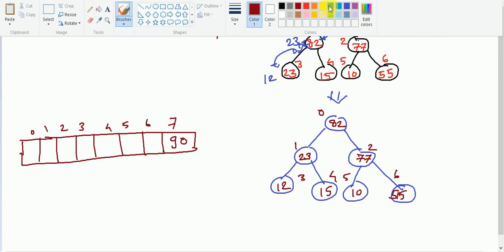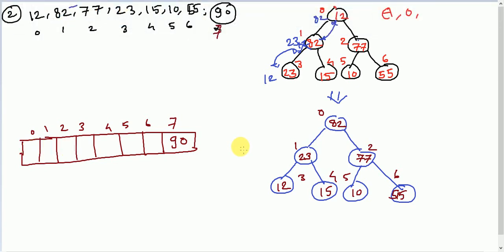But for the remaining values here, I'll convert that particular heap in the form of an array. So I'll get here 82, 23, 77, 12, 15, 10 and 55. So we got the max heap at the second step also. We have generated the max heap.